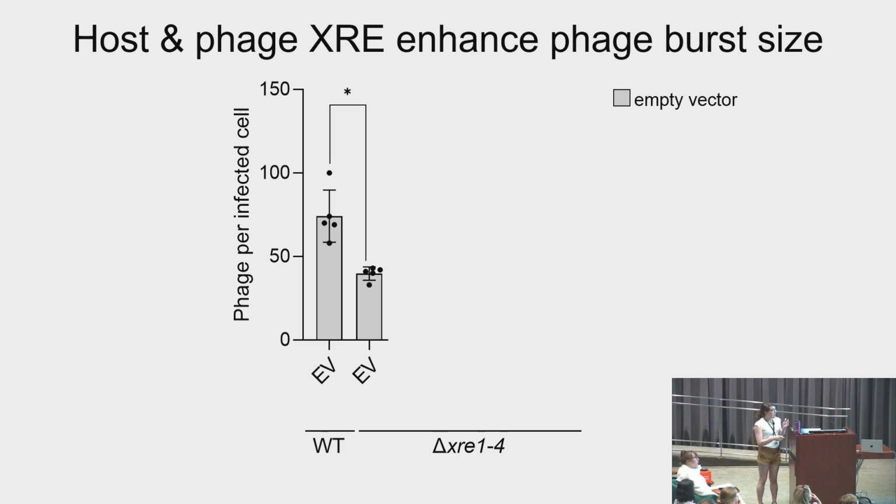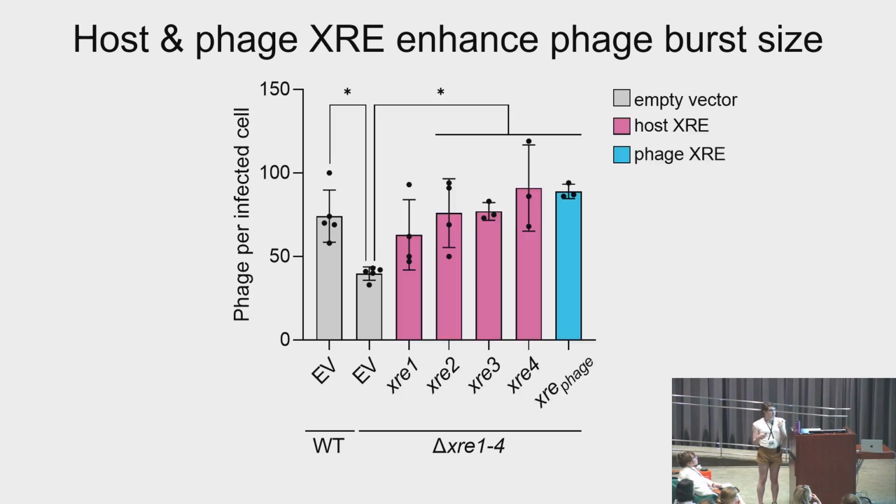And we can actually then complement this back by adding back either the host XREs, shown here in pink, or the phage XREs, shown here in blue, and you can see that it rescues back to normal levels, suggesting that these XREs are actually enhancing the phage's infection, though the mechanism is still unknown at this point.